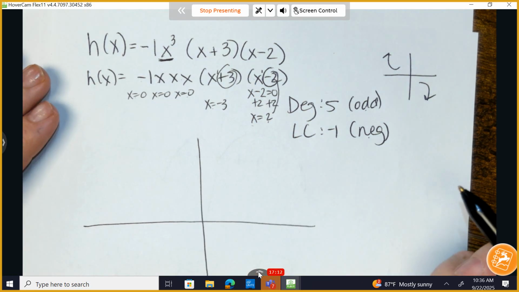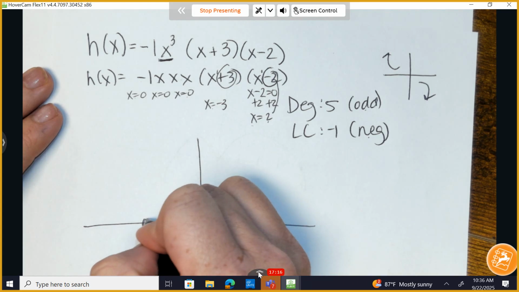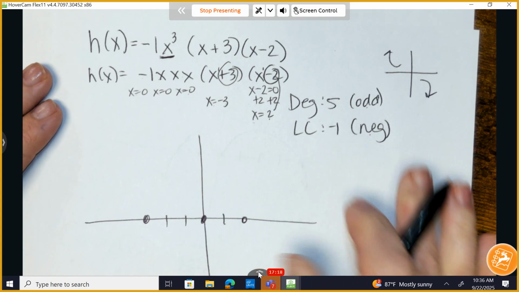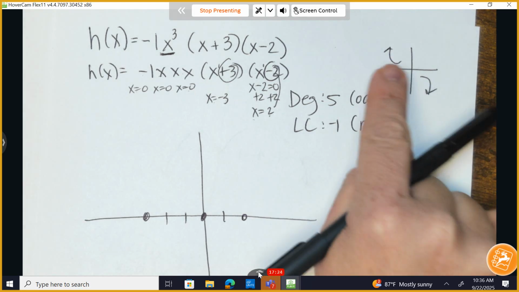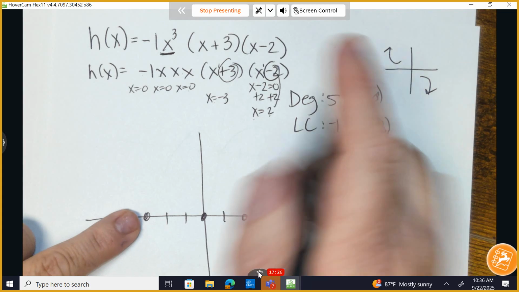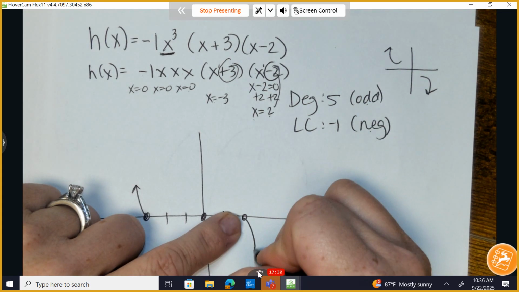Yep, good question. So we're going to go to 0 and make a dot. We're going to go to -3 and make a dot, and to positive 2. So I've identified the x-intercepts. Now I'm going to apply the end behavior. On my last x-intercept on the left, I'm going to go up, and my last intercept on the right, I'm going to go down.